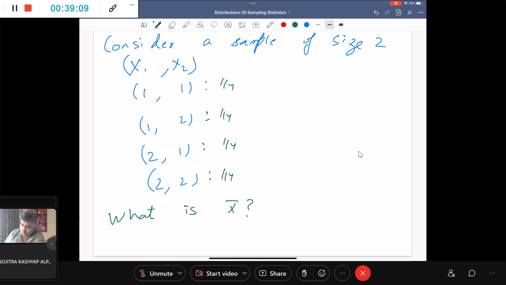Yeah, somebody was speaking. Different for all 4 values. Say it louder. Different for all the 4 values. Yes. So x bar itself is a random variable.